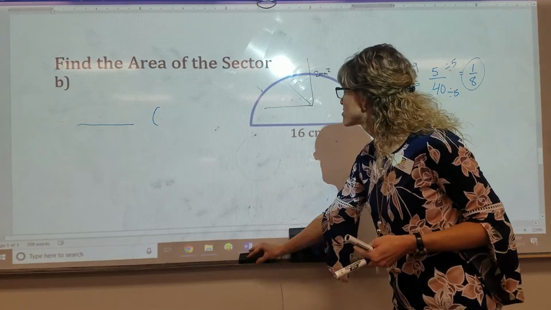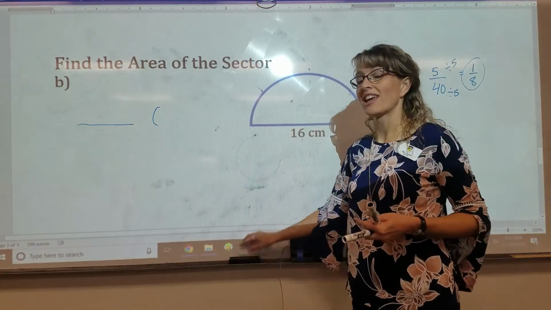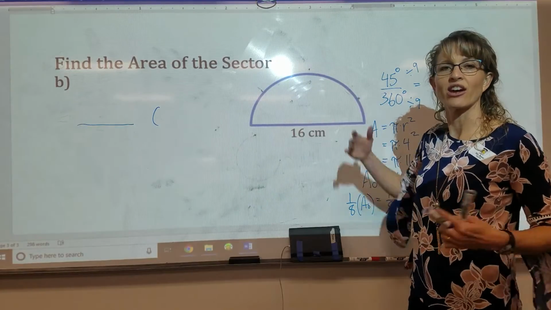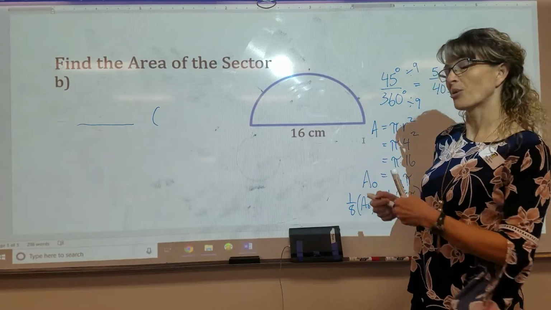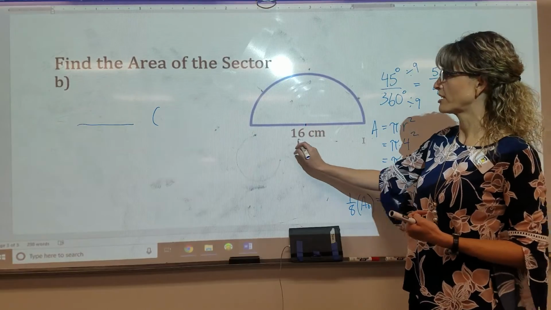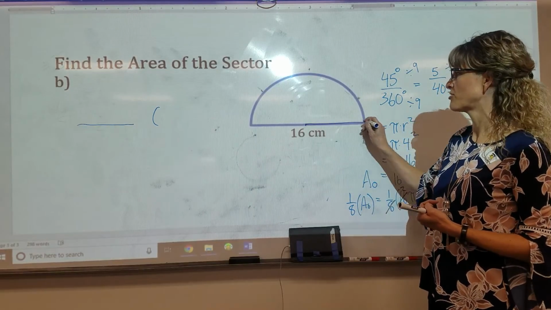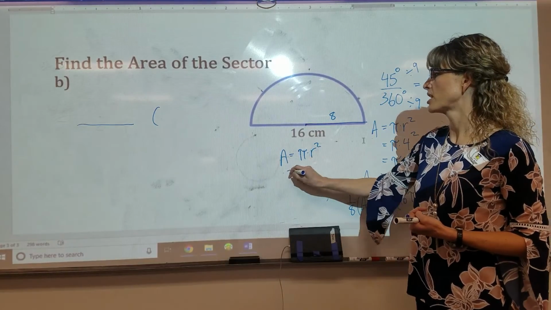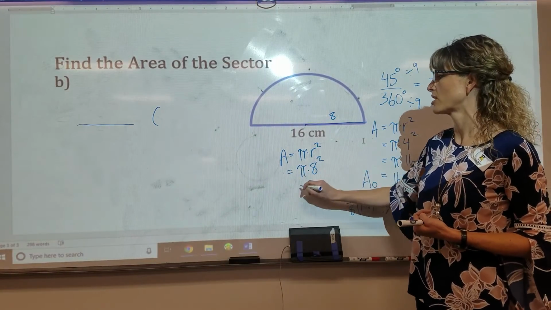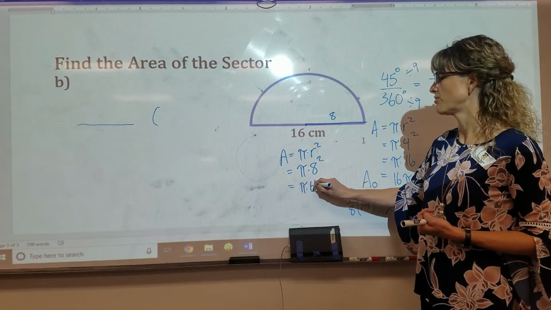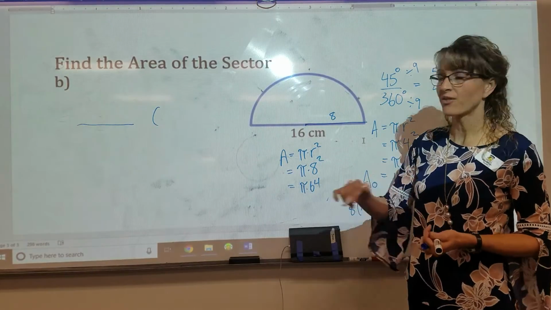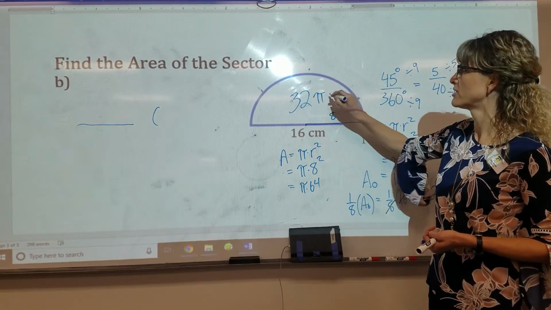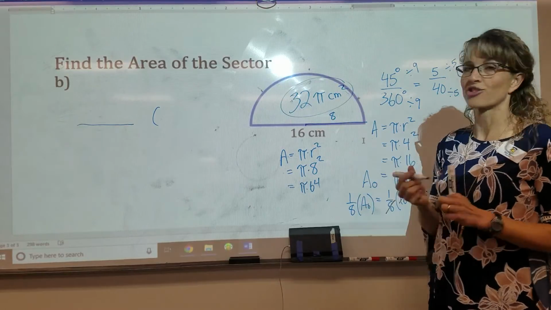Likewise, if I had half a circle, couldn't I find the area of the whole circle, cut it in half, and then I'd have the area of half the circle? So again, do I have a radius? No, but I could find it. The diameter is 16, so my radius is 8. Area equals pi times radius squared, or pi times 8 squared, which is pi times 64. Then I cut that in half, which is 32 pi centimeters squared. So there's half my circle.